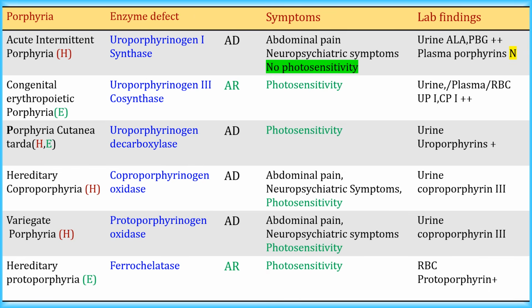So here you can see all conditions are associated with photosensitivity except acute intermittent porphyria. And abdominal pain and neuropsychiatric symptoms are found in acute intermittent porphyria and other hepatic porphyrias like hereditary coproporphyria and variegate porphyria. Then porphyria cutanea tarda is the most common porphyria, while acute intermittent porphyria is the most common acute hepatic porphyria.